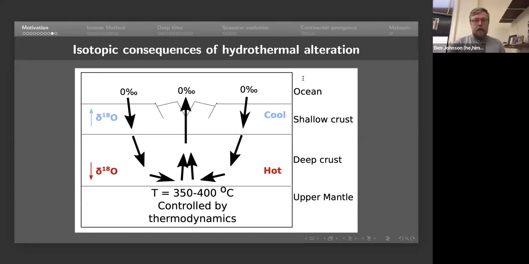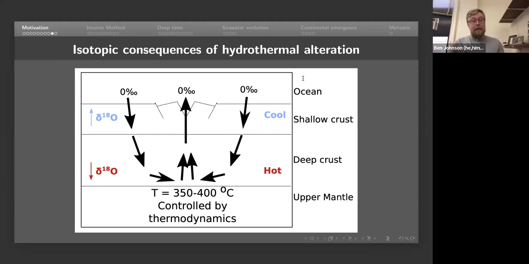At cool temperatures and shallow levels in the crust, the interactions between water and rock tend to sequester oxygen-18, taking it out of the fluid and putting it in the rock. And as I said before, as you descend through the crust, the geothermal gradient increases the temperature of the water, and that relationship is flipped. So now the rock has a lower δ18O value, taking oxygen-16 preferentially out of the water.